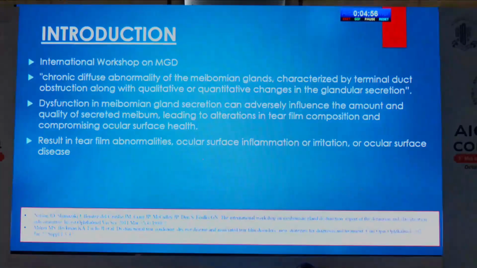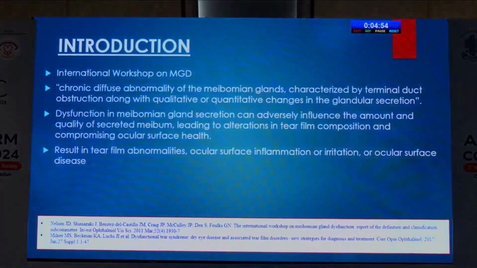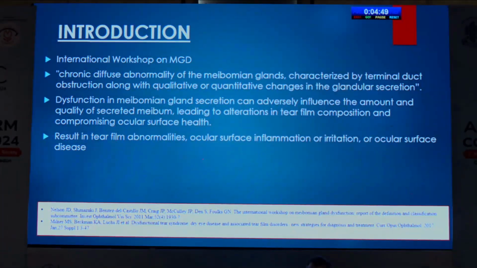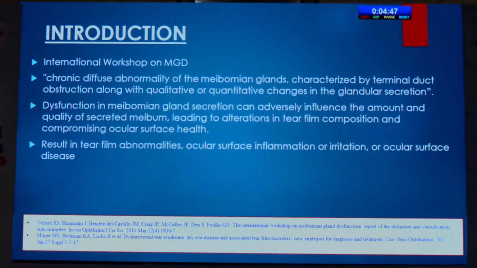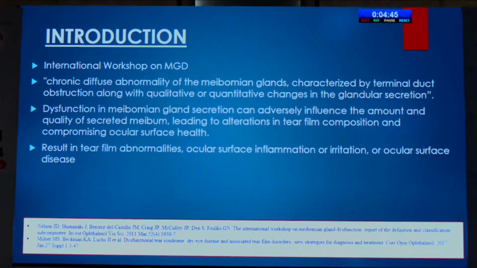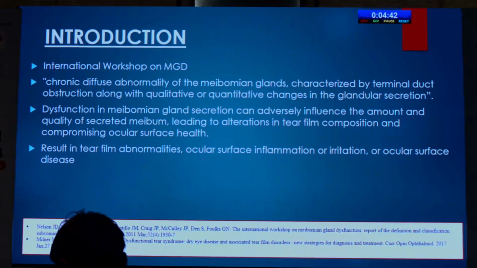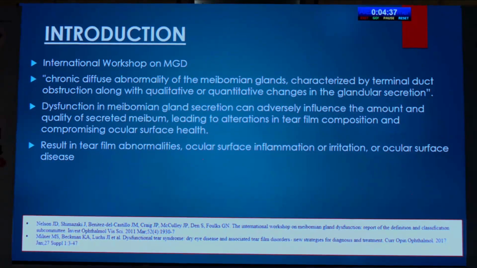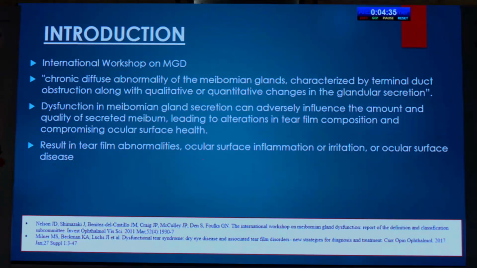Good evening. So my topic is MGD in India, what to do. Our international workshop on MGD has described MGD as chronic diffuse abnormality of the meibomian glands characterized by terminal duct obstruction along with qualitative or quantitative changes in the glandular secretion. Dysfunction in meibomian gland secretion can adversely influence the amount and also the quality of secreted meibum, leading to alterations in tear film compositions and compromising ocular surface health. This will result in tear film abnormalities, ocular surface inflammation or irritation, or ocular surface diseases.